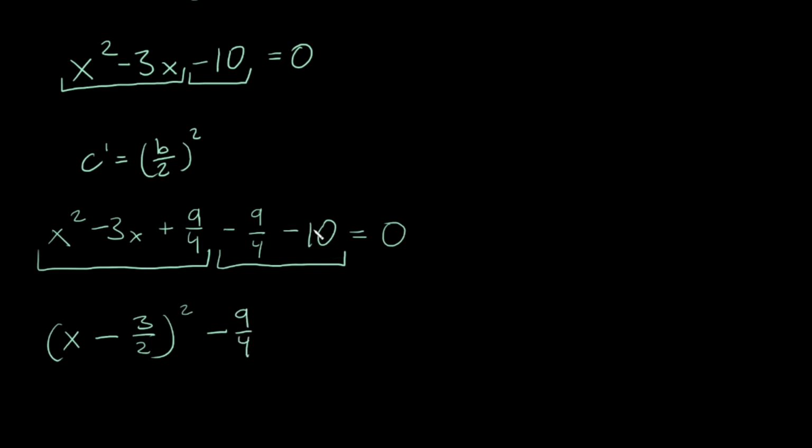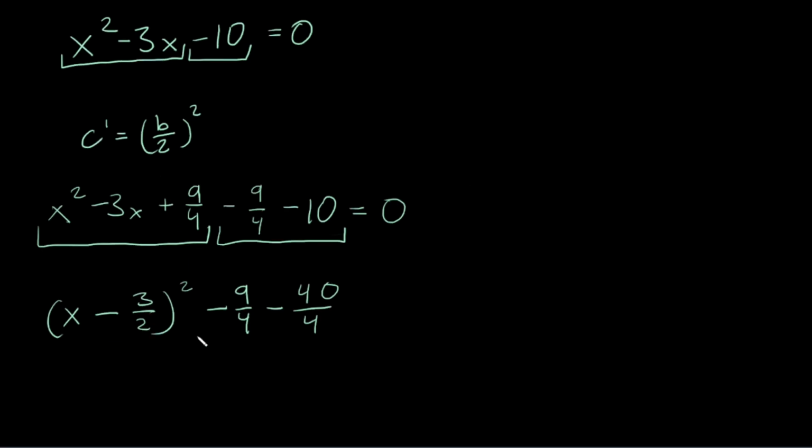Now I'm going to change the denominator of this minus 10, so I'm going to turn this into minus 40 over 4. And this becomes x minus 3 over 2 squared minus 49 over 4. Awesome.